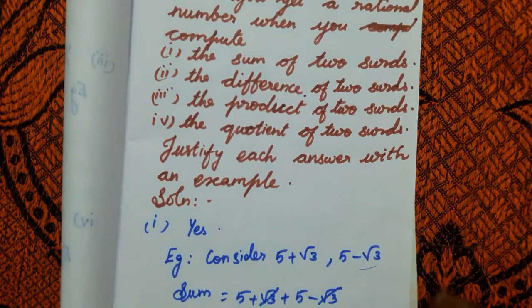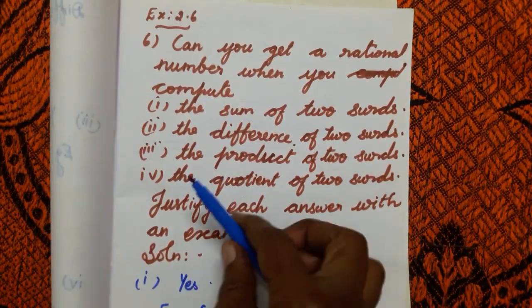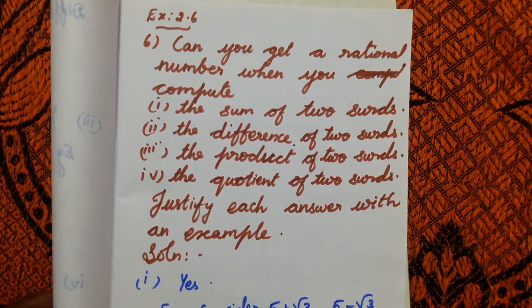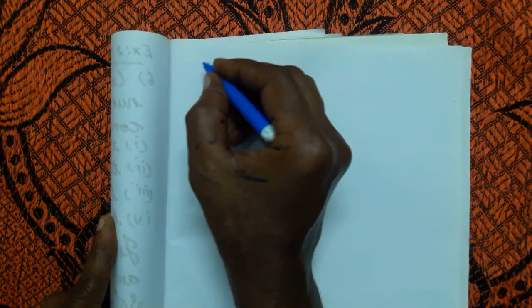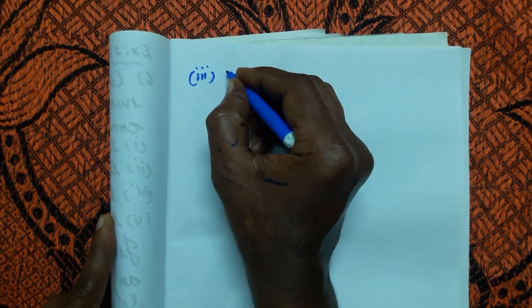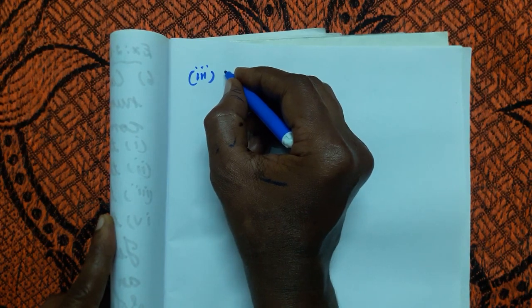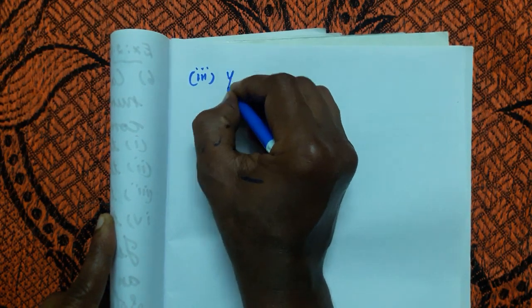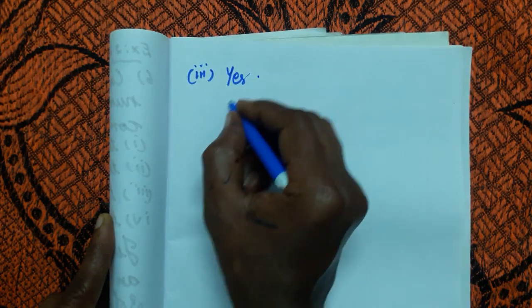Next, what's the third question? Third question: the product of two surds. Can you get a rational number as the product of two surds? Yes, the answer is yes.